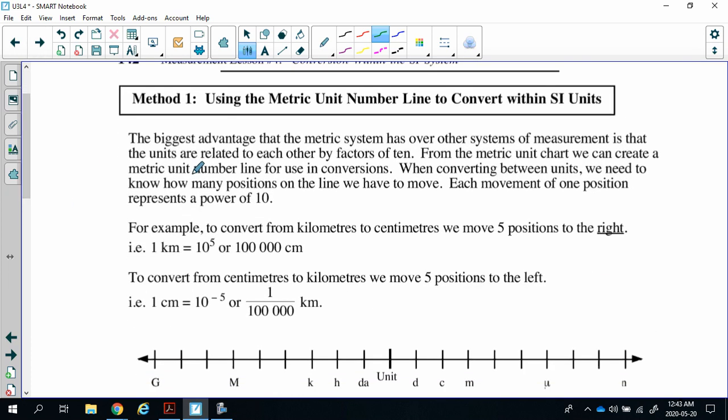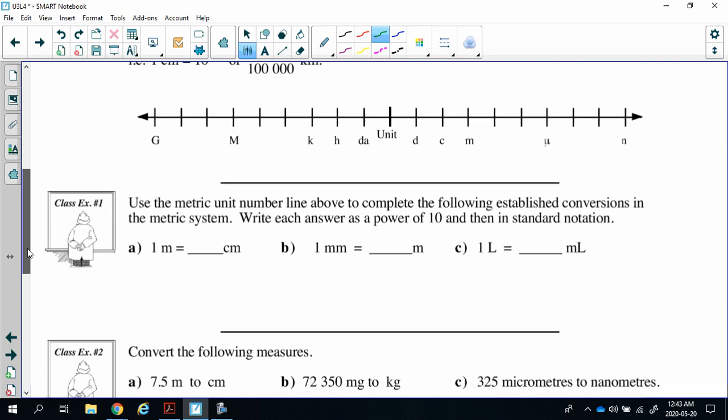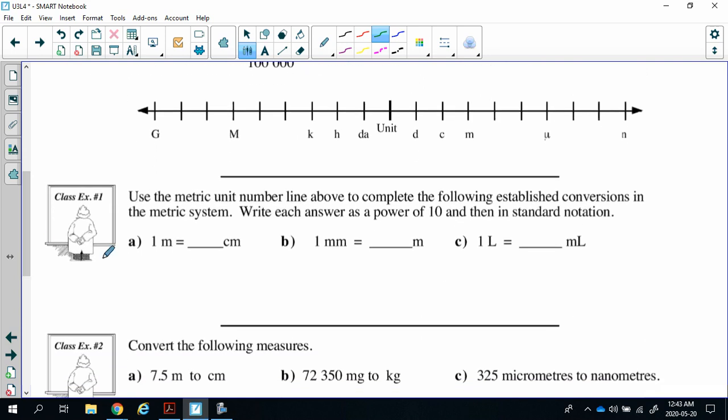Now, this is the first method, using the metric unit number line to convert. Again, you're not going to be asked to use this method. You will be asked to use methods 2 and 3, which are unit analysis and proportional reasoning, because sometimes you're not going to be provided with this table right here. But let's take a look at class example 1. They're saying that 1 meter is how many centimeters? Remember, you've got meters, grams, and liters, and you're going from meters to centimeters. So here you want to multiply by 10 to the power of 2, so 1 meter is 100.